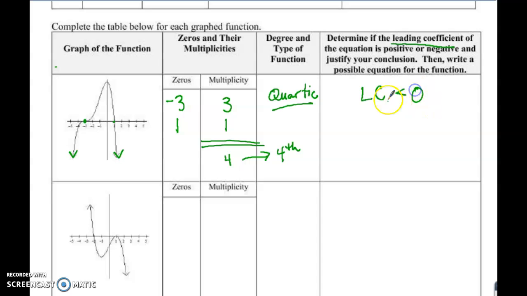Now I like using this notation: the leading coefficient is less than 0. If you actually write out the leading coefficient is negative, that is fine as well. And so from there, your justification could be something as simple as, now this is kind of unconventional, but I'm trying to save some time and space, that you can write as x goes to positive or negative infinity, the function is going infinitely down.